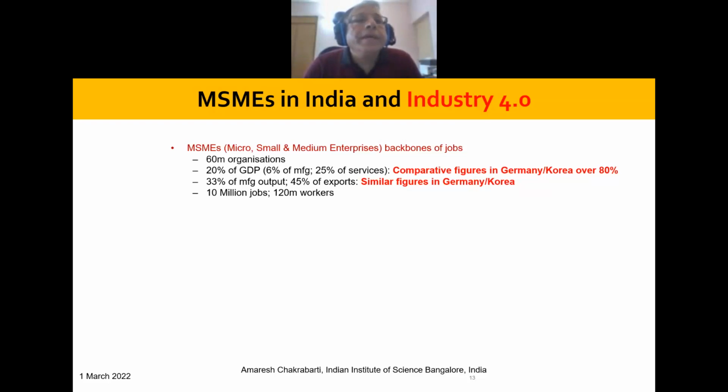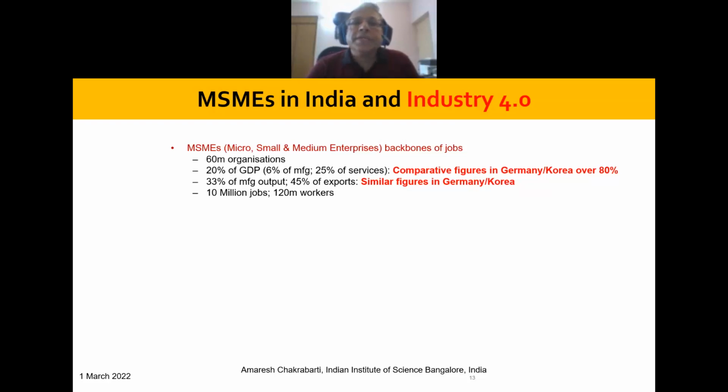Okay, they carry 33% of the manufacturing output, 45% of the exports, and 120 million workers. Now, if you compare the small medium enterprises in India with those in, let's say, Germany or Korea, it's very similar in terms of the output and the jobs, that they carry the majority of the jobs in those countries as well. What is different, however, is that while only 20% of the GDP in India is carried by the MSMEs, the numbers are over 80% in Germany and Korea.